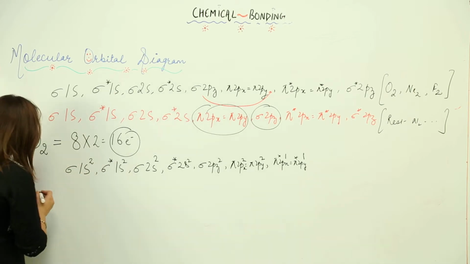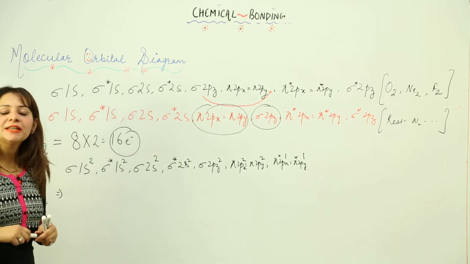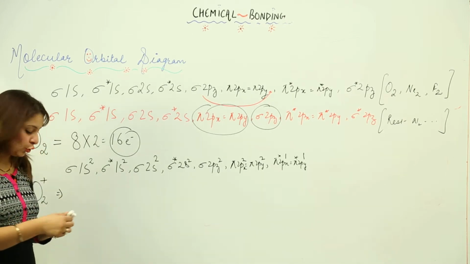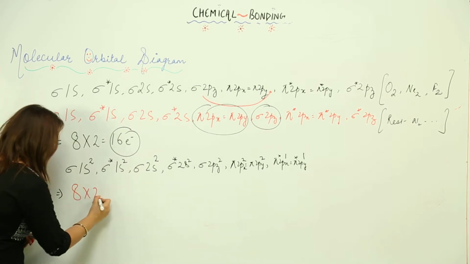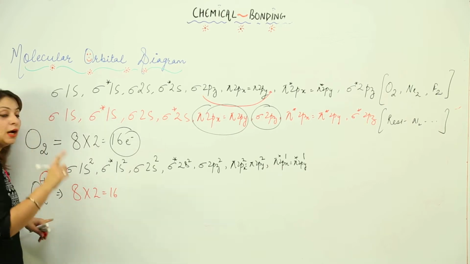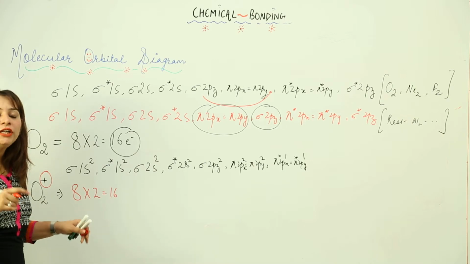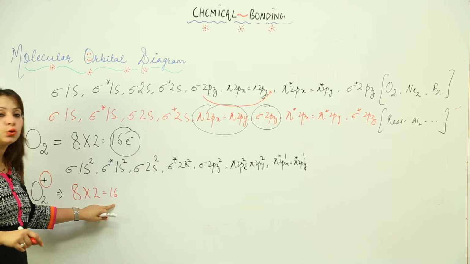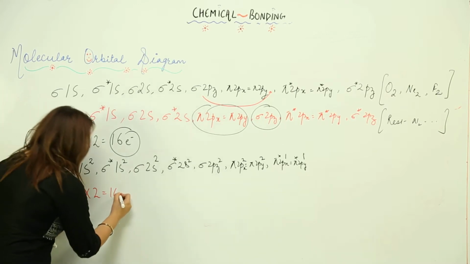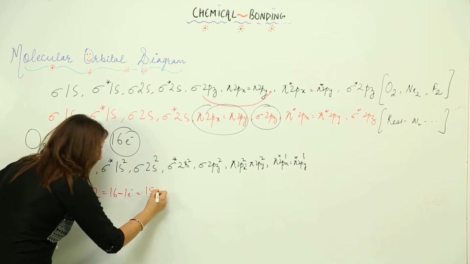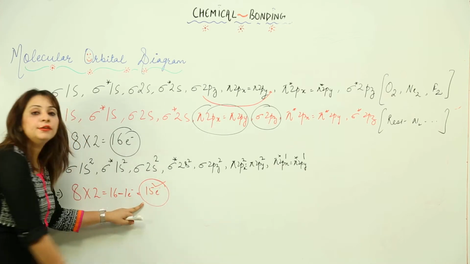Let's write it for O2 positive now. So the first step, as I told you, is to count the total number of electrons. Total of 8 electrons, 2 atoms, again 16, but here we see a positive charge. Positive charge means you need to subtract that many electrons from the total. It has 1 positive, so we will be subtracting 1 electron from it. After that how many electrons am I left with? 15. So I need to write the electronic configuration for the 15 electrons.